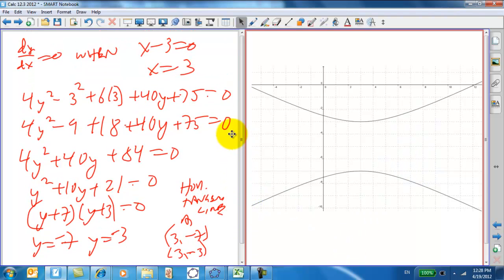Okay, so keep that in mind. You can use calculus to find the vertices of ellipses and hyperbolas, and also the endpoints of the minor axes in the ellipse.